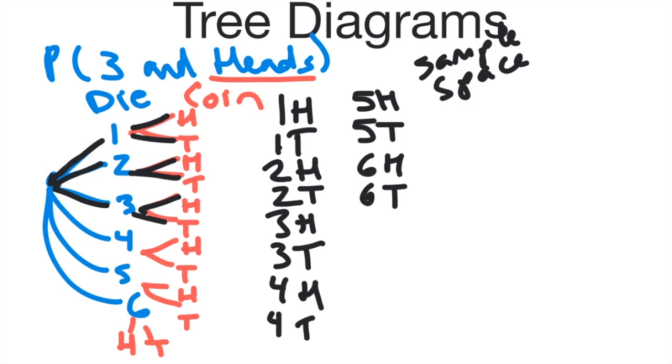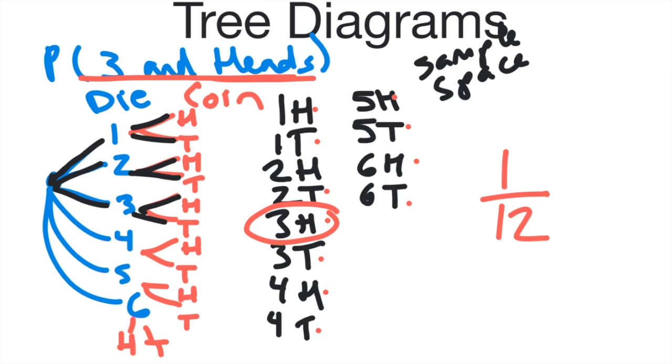Now that we have a list of all the things that can happen, we can find the probability of getting a 3 and heads. And you can see that that only happens once out of 1, 2, 3, 4, 5, 6, 7, 8, 9, 10, 11, 12 outcomes. So the chances of rolling a 3 and getting heads is 1 out of 12.